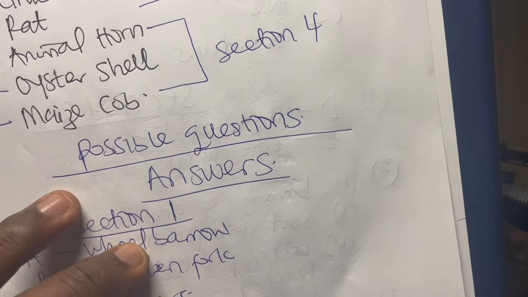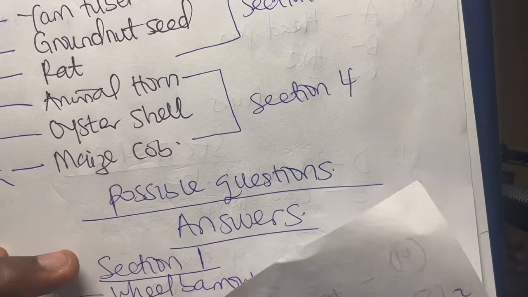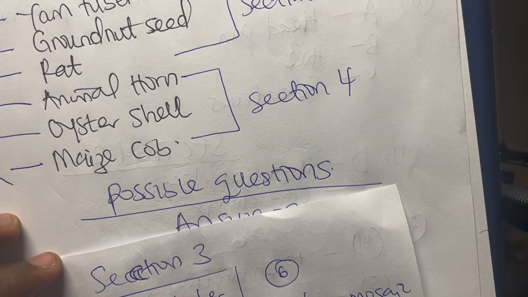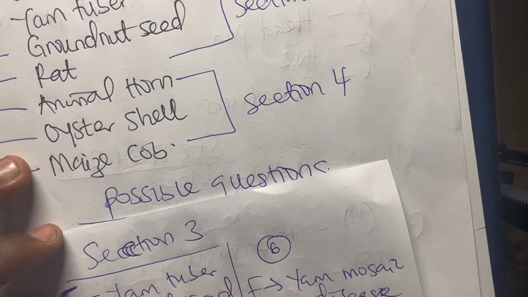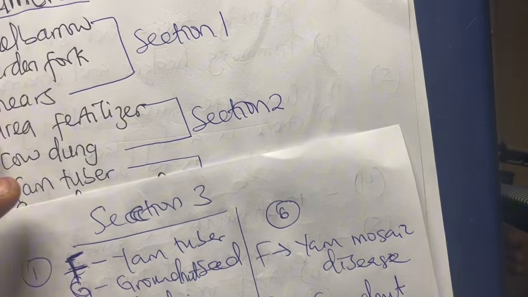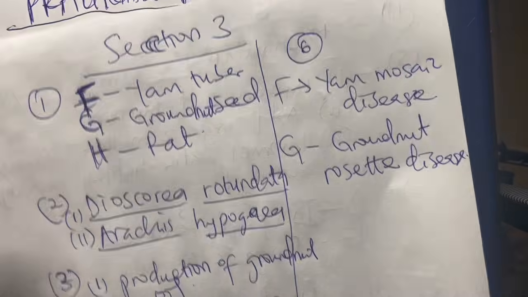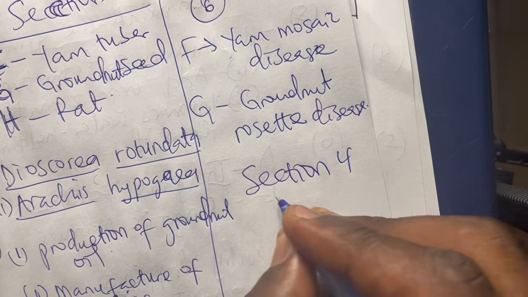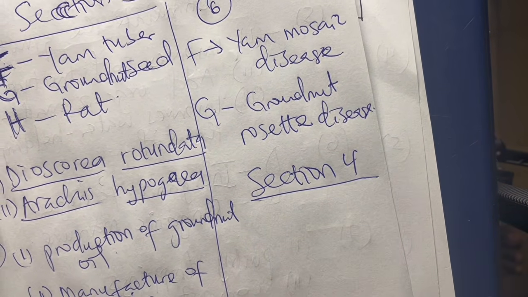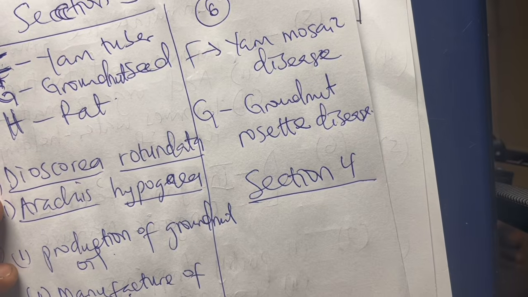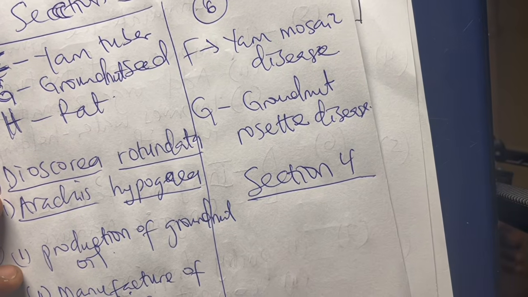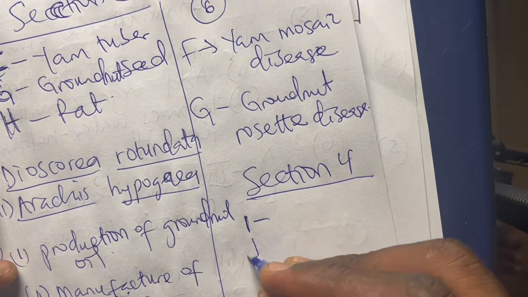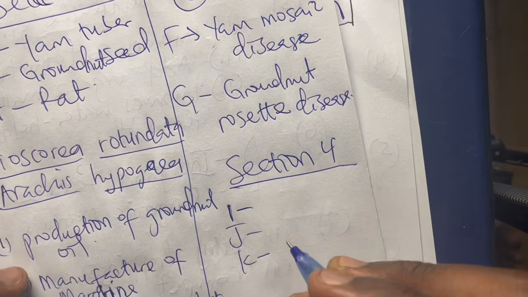That's section 4. For section 4, the specimens there are animal horn, oyster shell and maize cob. Good. Now let's discuss based on this section 4. Now let me write section 4 here. What are the possible things they can ask you? They can ask you based on this section 4 is that firstly, identify specimens I, J, K. That one is a normal thing. I, J, K. So I is what?